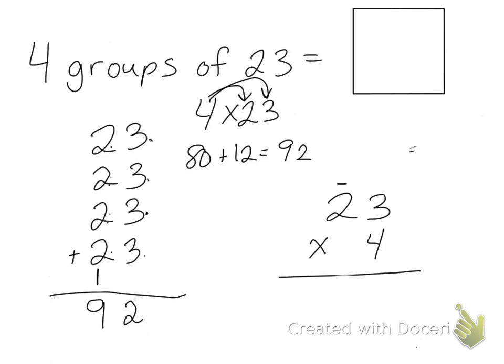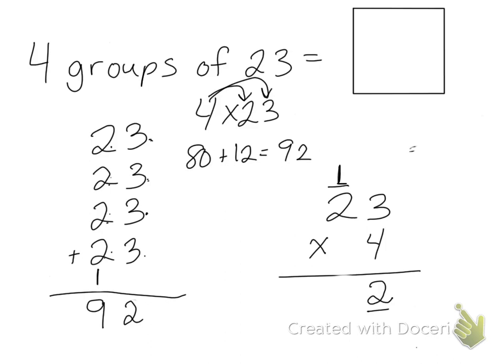So we have the 4 and the 3. Okay, so we're finding 4 groups of 3 ones is 12. And we show that like this. We place the ones place value below the ones, and we carry over the 1 ten, because 12 ones is the same as 2 ones and 1 ten.